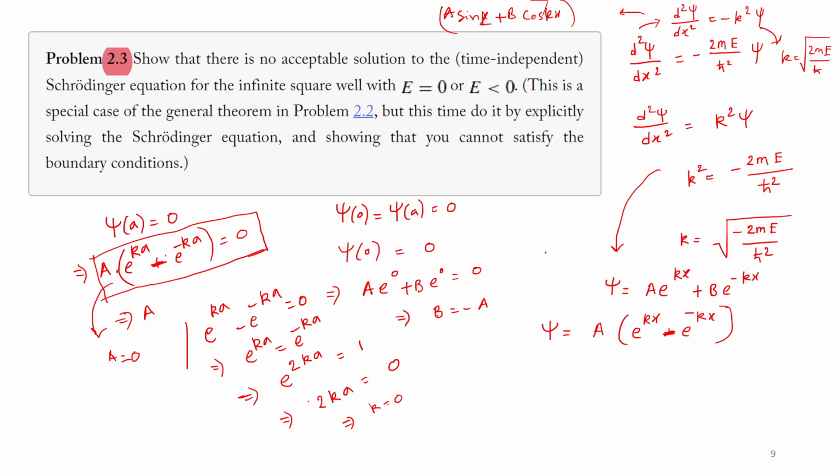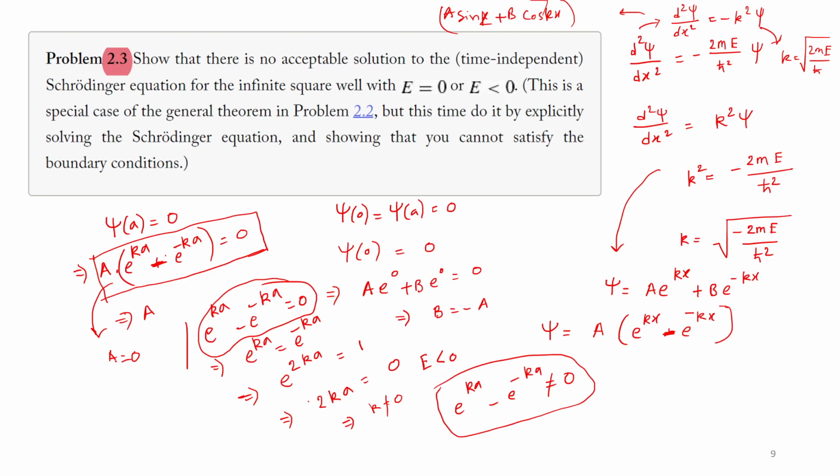And when kappa is 0, m can't be 0, h is not 0, so then E is 0. But we already took E as negative, right? We are solving this for E negative. So kappa can't be 0. So e to the power kappa a minus e to the power minus kappa a can't be 0. Okay, so a has to be 0 to satisfy this. Now as a is 0, then b is 0. Again we are reaching the same result, that psi is 0.